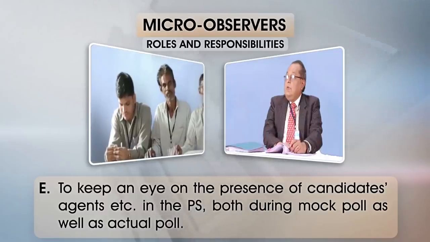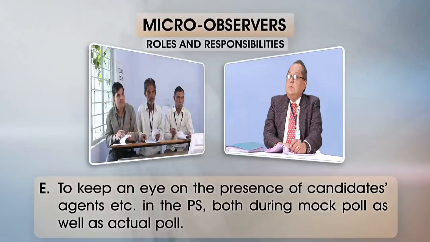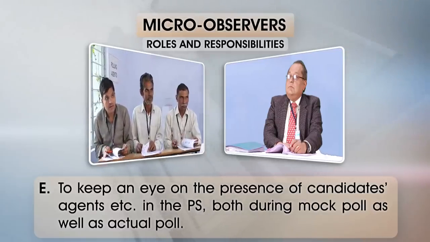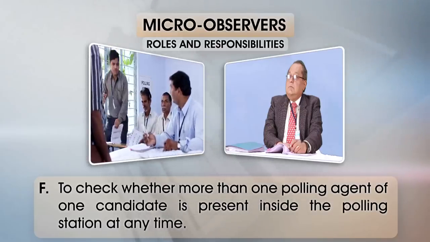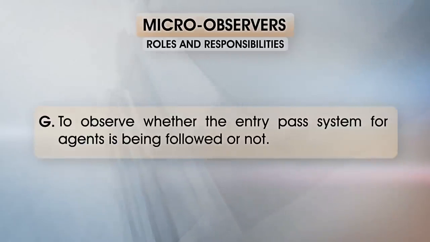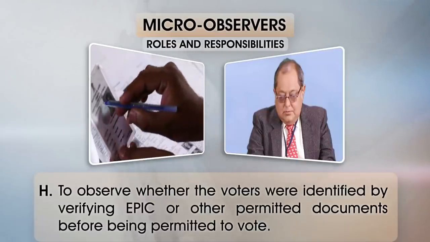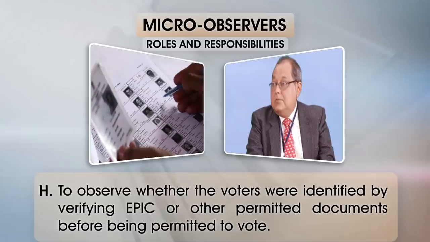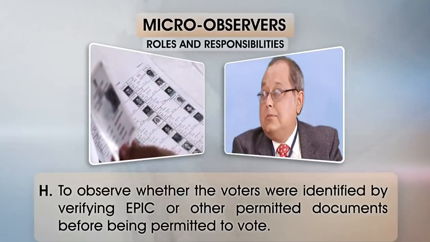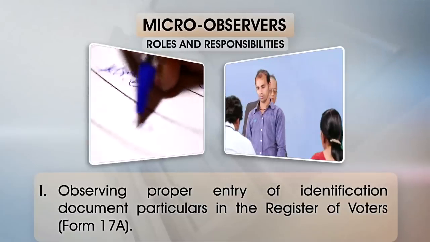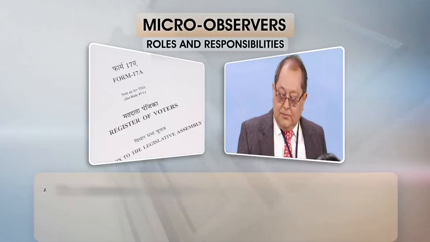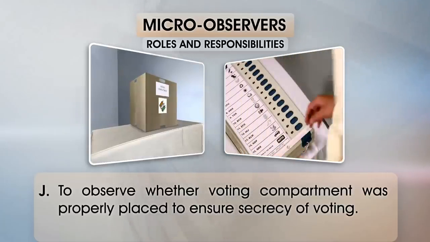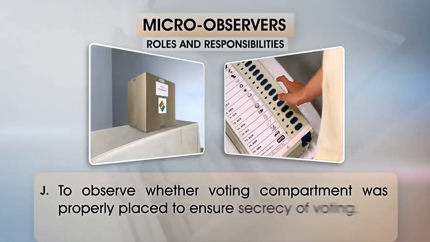To keep an eye on the presence of candidates' agents, etc. in the PS both during mock poll as well as actual poll. To check whether more than one polling agent of one candidate is present inside the polling station at any time. To observe whether the entry pass system for agents is being followed or not. To observe whether the voters were identified by verifying EPIC or other permitted documents before being permitted to vote. Observing proper entry of identification document particulars in the Register of Voters, Form 17A. To observe whether voting compartment was properly placed to ensure secrecy of voting.